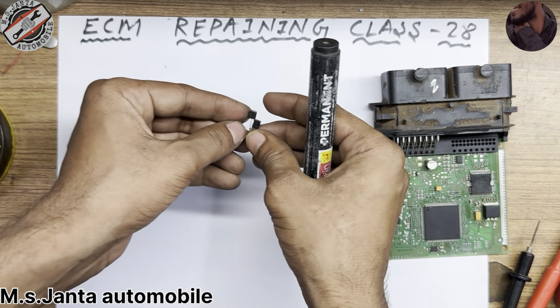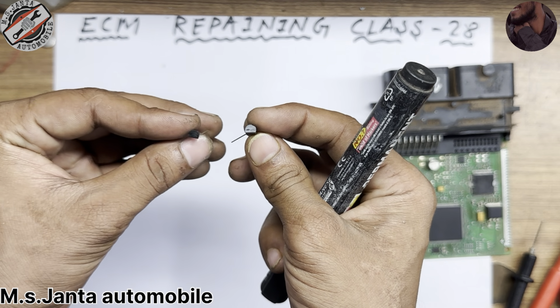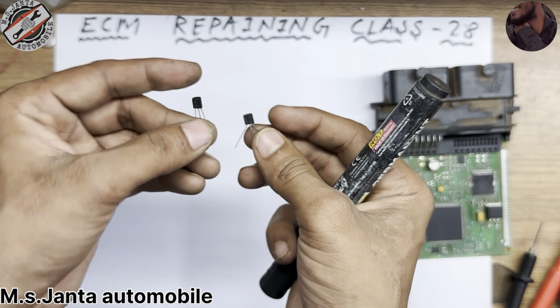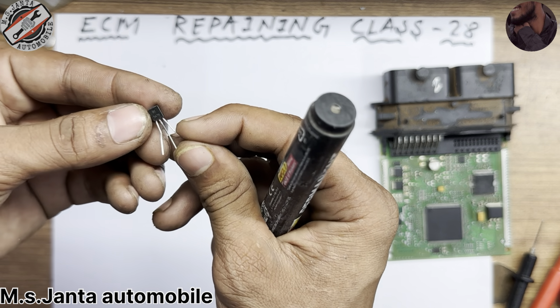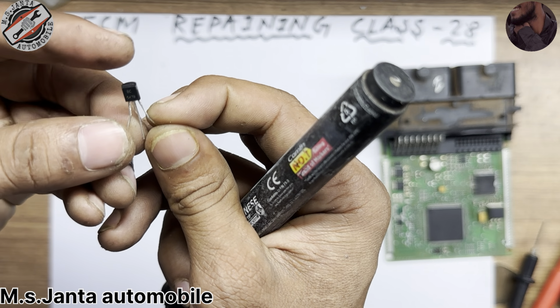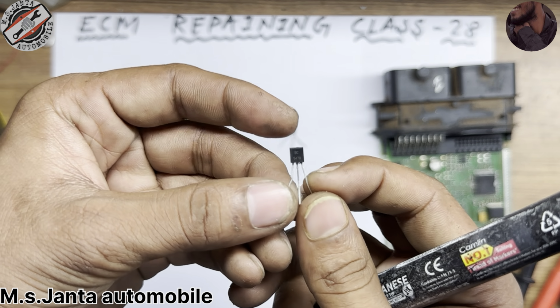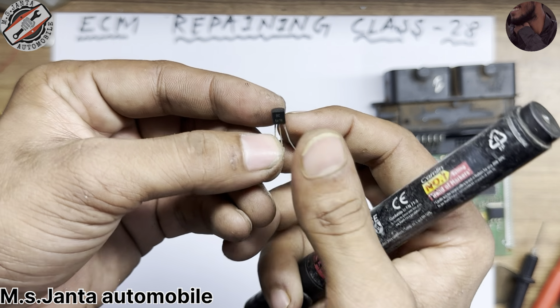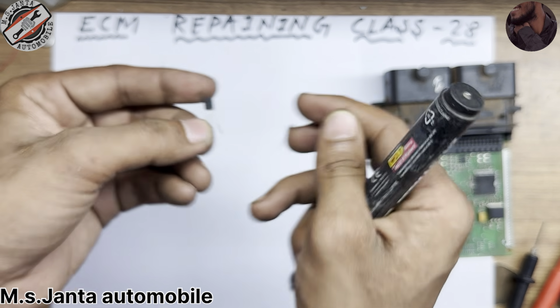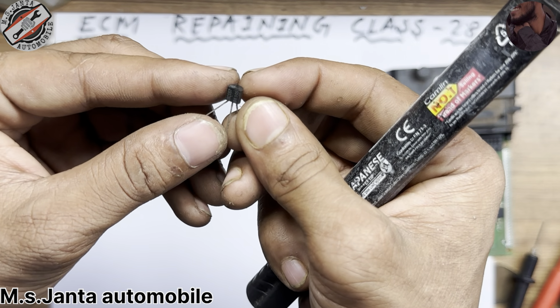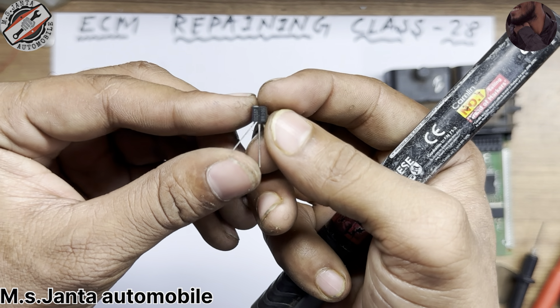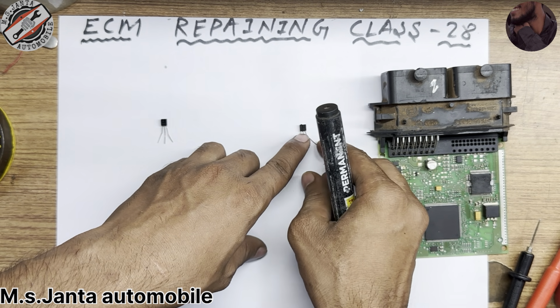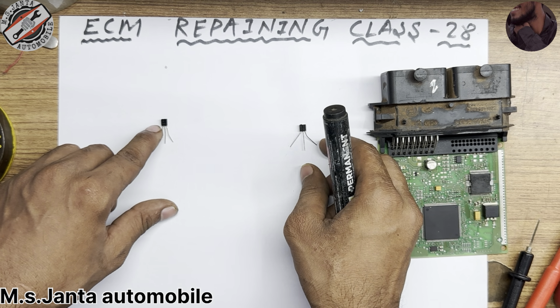Okay, so we have two transistors here. You can see there are two transistors, as you see here. This transistor has the number 547B, and this is BC 557. This is the PNP transistor and this is the NPN transistor.